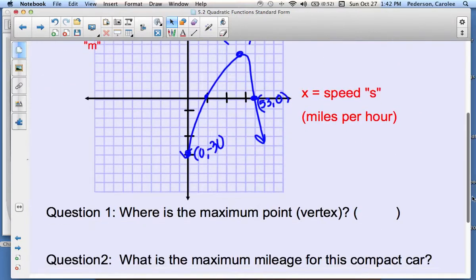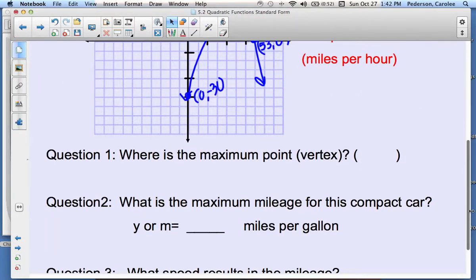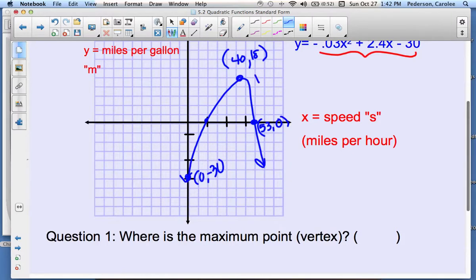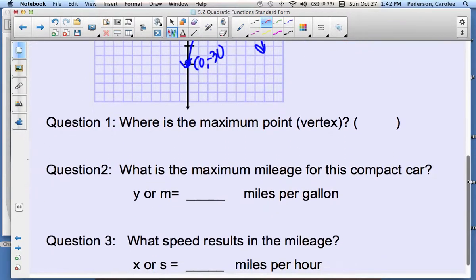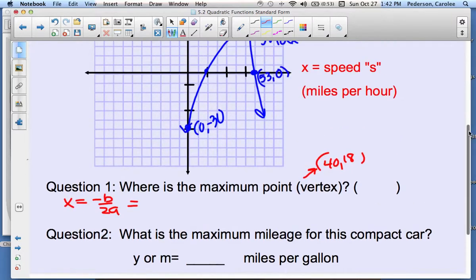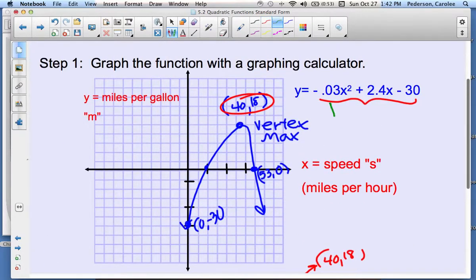So what we're going to ask you today is, where is the maximum point on the graph, the vertex? So with the graphing calculator, we think it's about 40, 18, this vertex point, this maximum point on the graph. Probably here. We're estimating it with the graphing calculator. I'm going to show you how to do this with that formula that we learned, opposite of b over 2a. So to find the maximum, we say x equals negative b over 2a. So here is our a, and here's our b. So our a term is negative 0.03, and our b term is 2.4.